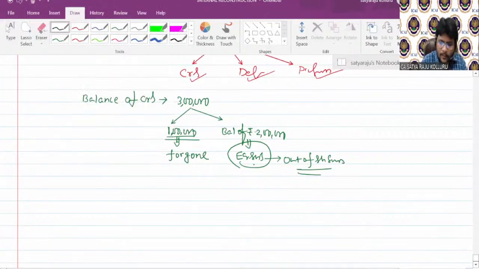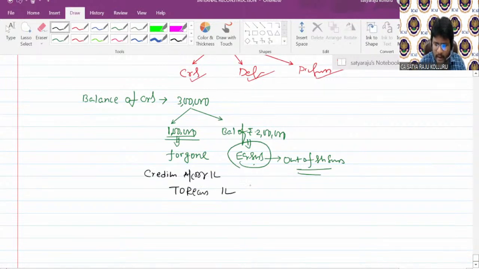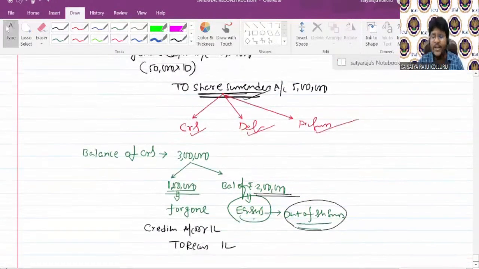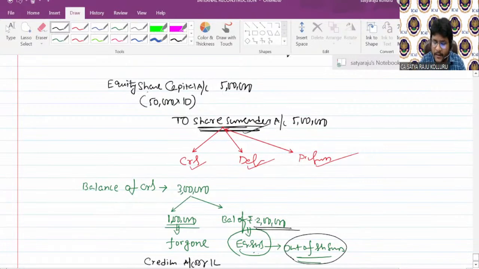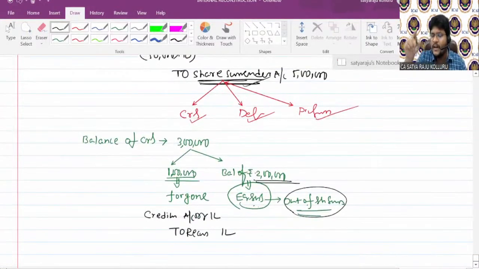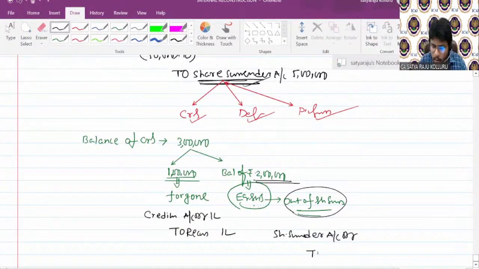Sir, one thing is sure, if the party foregoes, there is the normal entry: creditors account debit to reconstruction account, 1 lakh. Nowhere relevant to the share surrender, that portion. Now, for the balance of 2 lakhs, we are issuing equity shares through utilization of share surrender. Whenever you are using the share surrender account, the earlier entry should be reversed. The earlier entry is equity share capital to share surrender. Now the first and foremost entry is share surrender account debit to equity share capital account. Out of 5 lakhs, how much are you using? Only 2 lakhs.